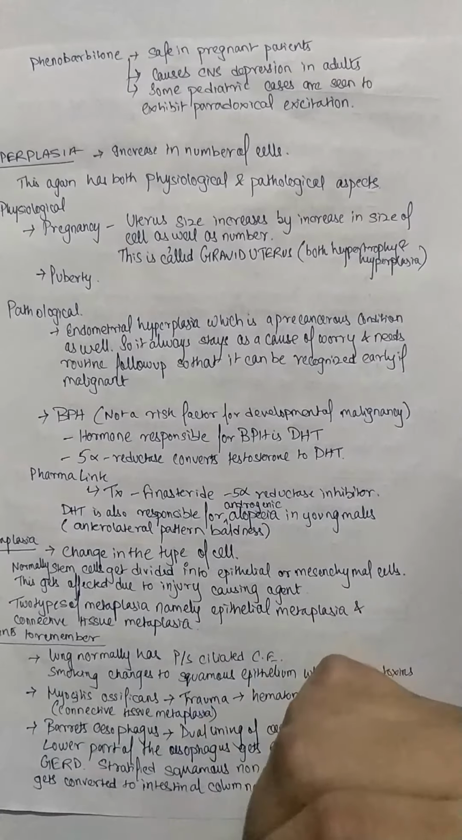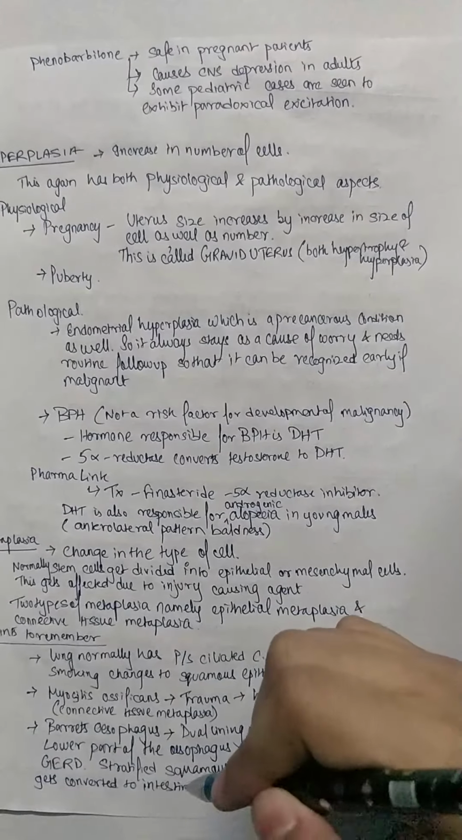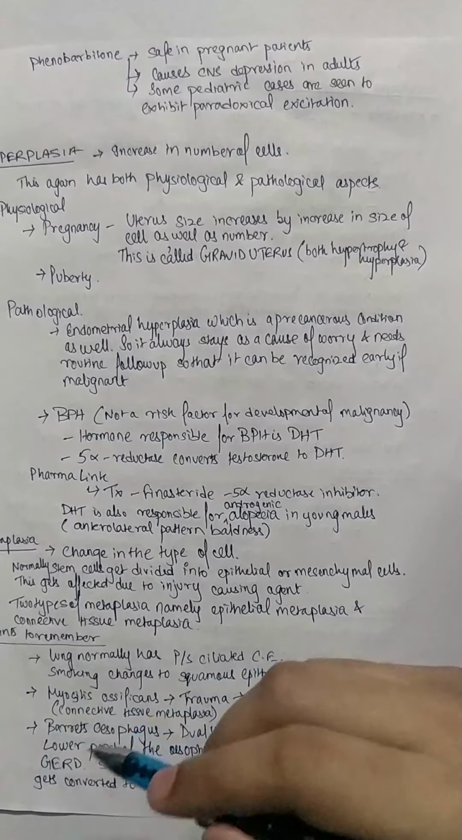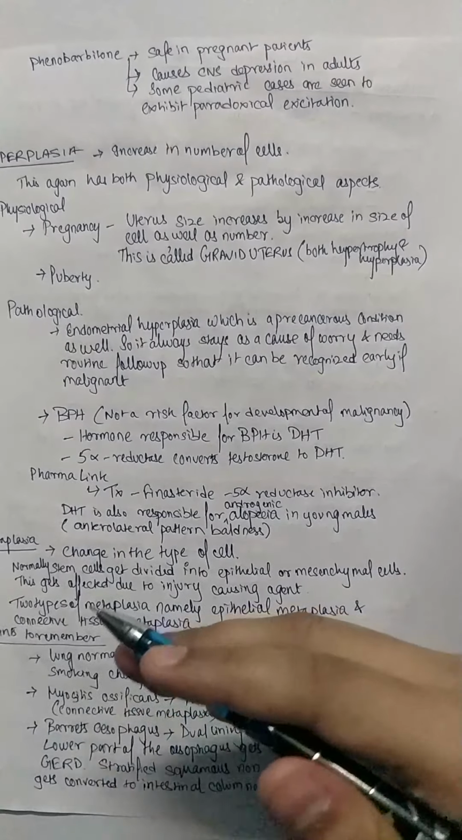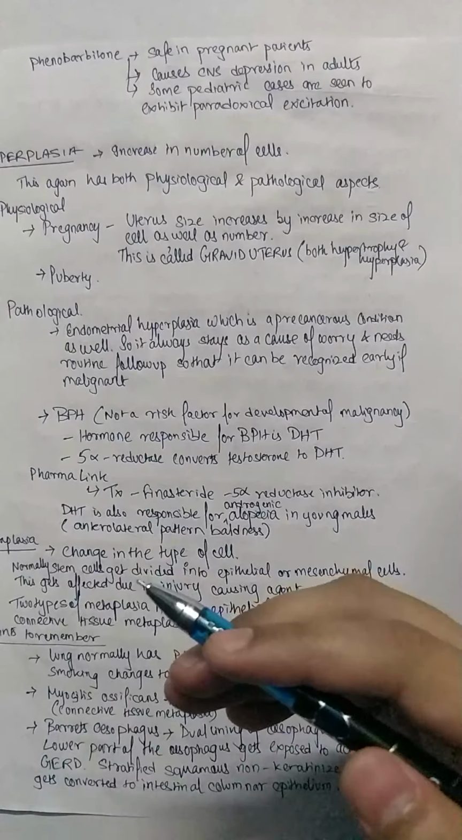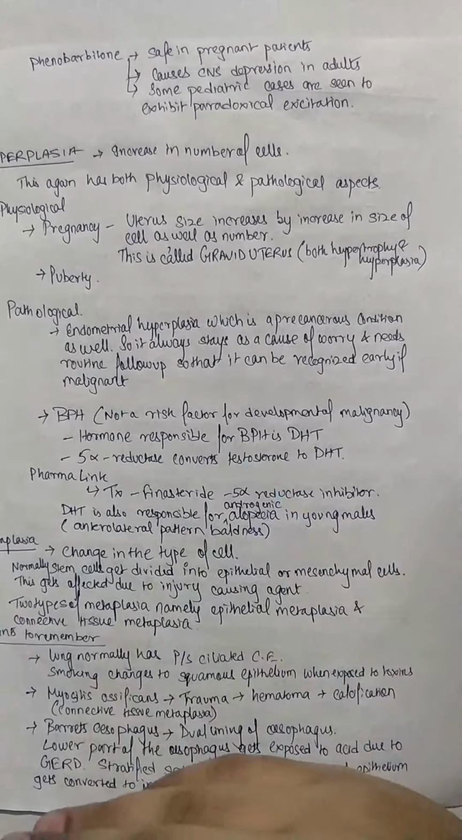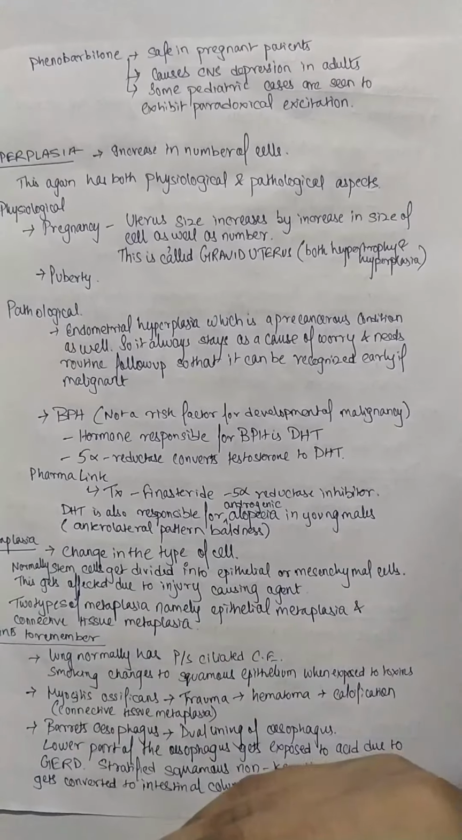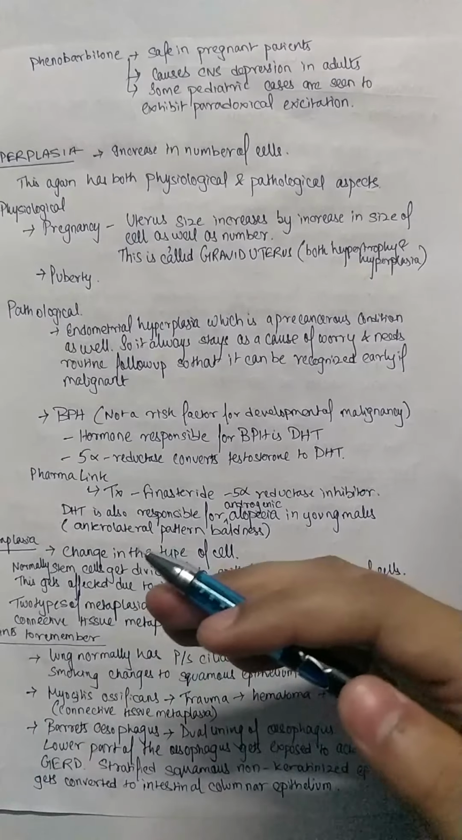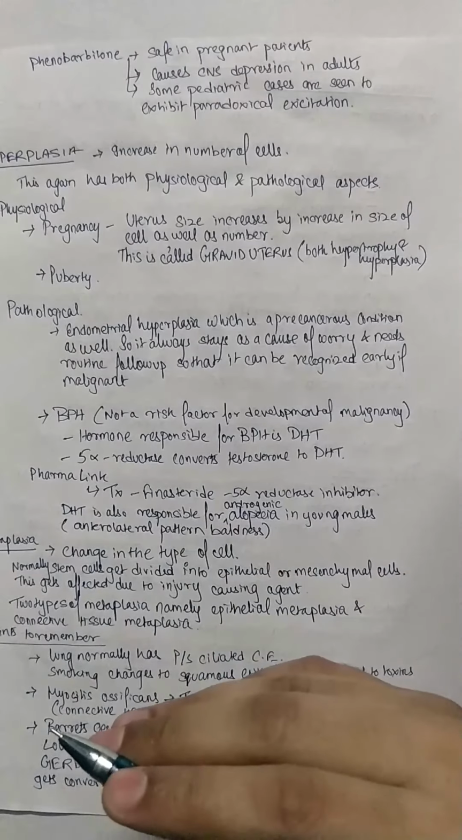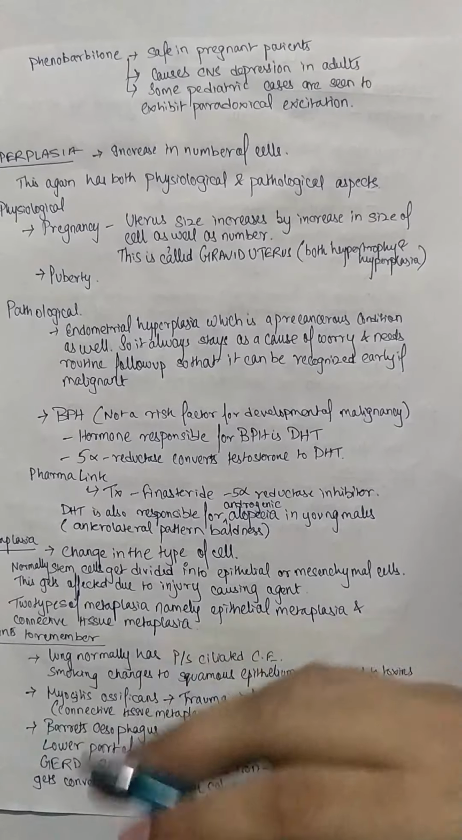So this is an example of intestinal columnar epithelium metaplasia. So if a question comes like what is an example of intestinal columnar epithelium metaplasia, you need to mark the option as Barrett's esophagus. So the dual lining of Barrett's esophagus, the top part is stratified squamous non-keratinized epithelium and the lower part will be intestinal columnar epithelium.